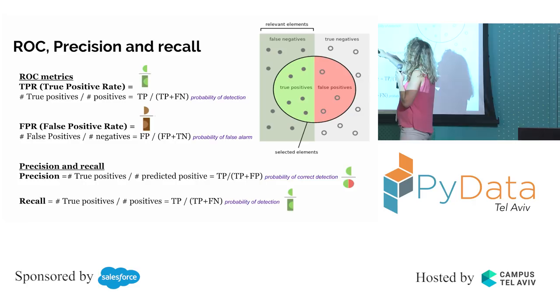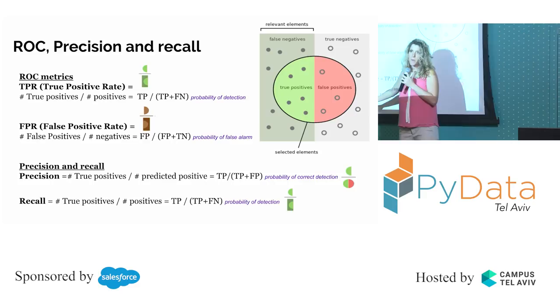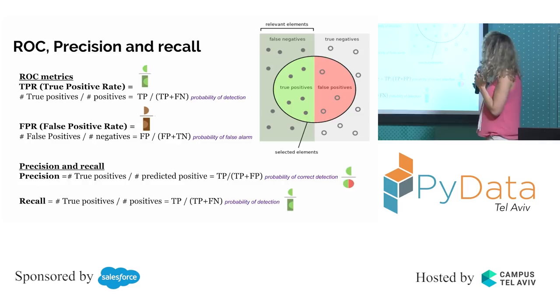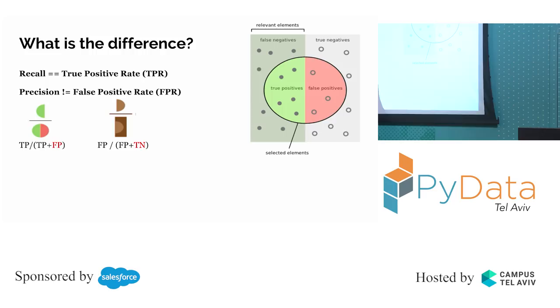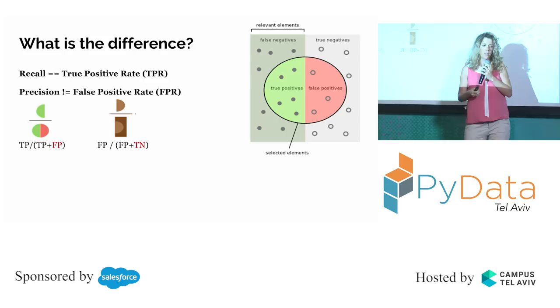The difference is that false positive rate is not precision, because true positive rate is recall. Okay, so this is the difference. False positive rate versus precision. Now, what is exactly the difference? This is precision: the green part divided by the circle, and this is the false positive rate. And here we have the false positives in the denominator, and here we have the true negatives in the denominator.